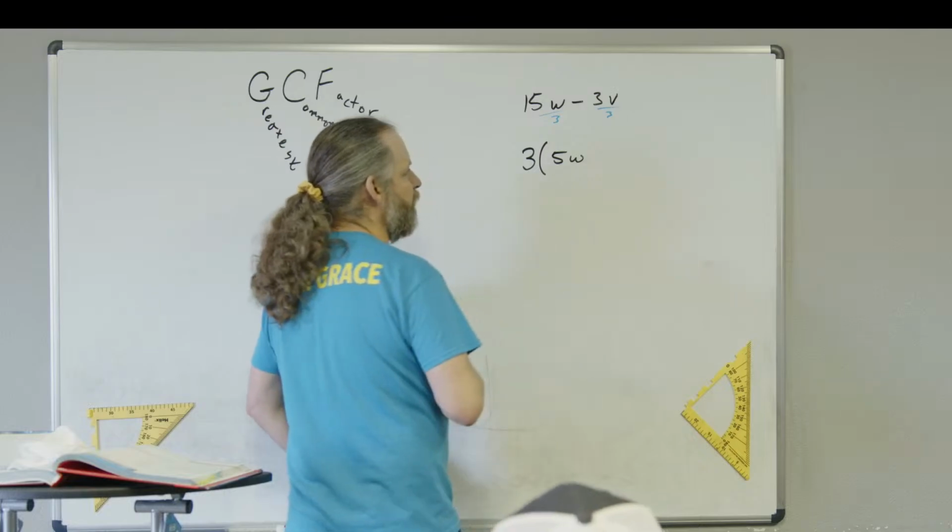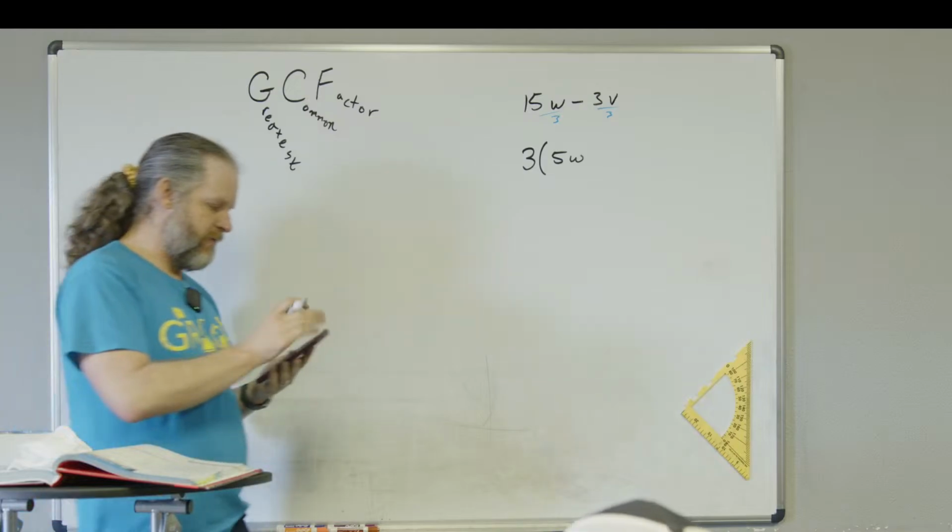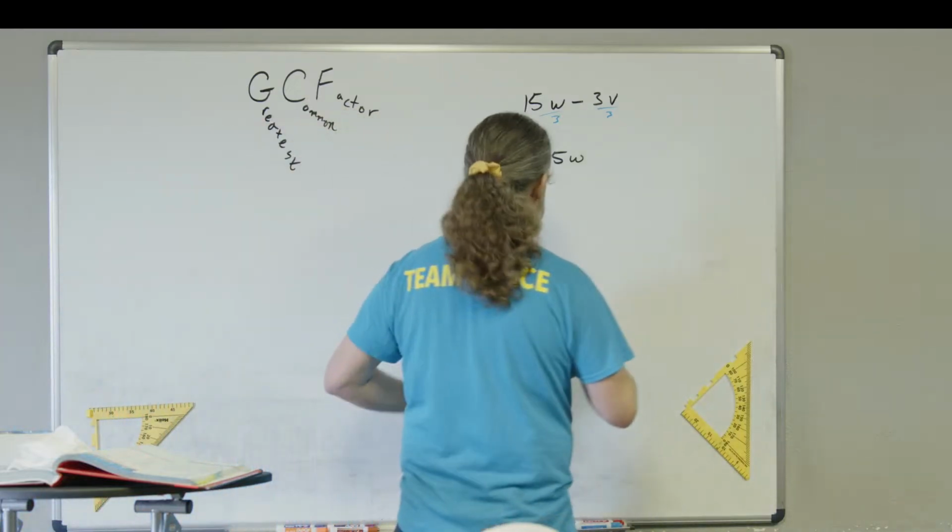When we factor 3 out of the second one, what's left? Just minus V, right? Which is not nothing, but it is, in fact, something.